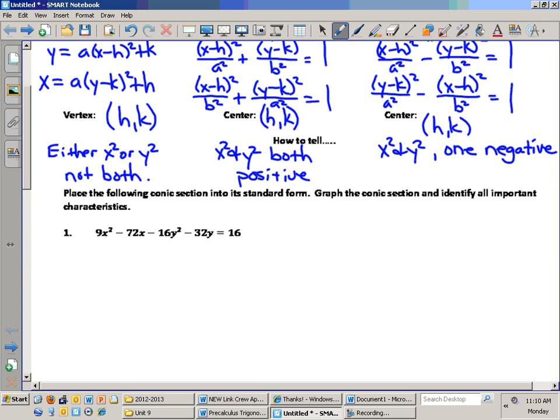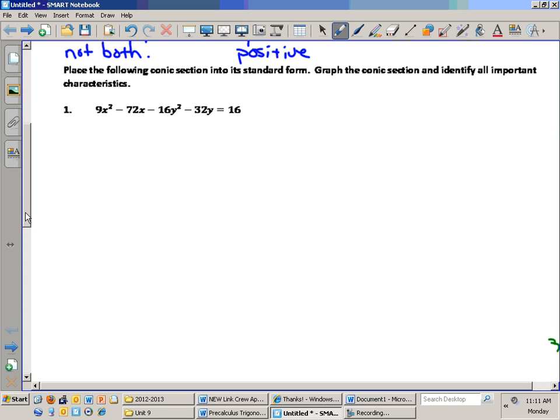If you came out with both of them negative, that would really mean that they're both positive. We would divide through by a -1. And there are examples where you could come up with conic sections that are degenerate. You don't actually get a result. We're not going to focus on those, but it is possible. So, all right, it says place the following into its standard form.